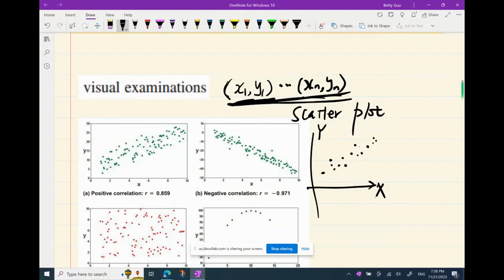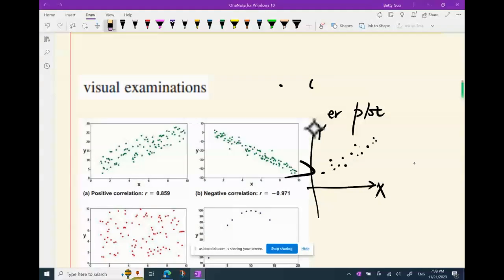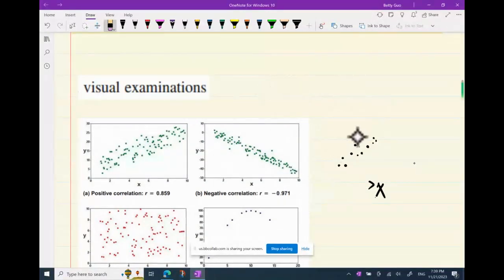The graph on the upper left, you can see a linear pattern goes up, right? This graph to the right next to it, we can see a linear correlation goes down. So the one on the left is a positive correlation pattern. The one on the right is a negative correlation pattern.